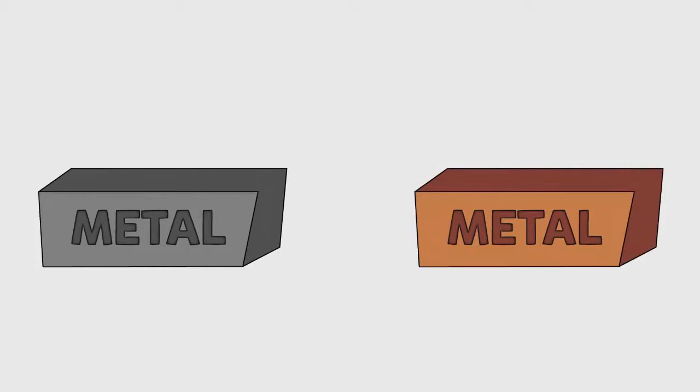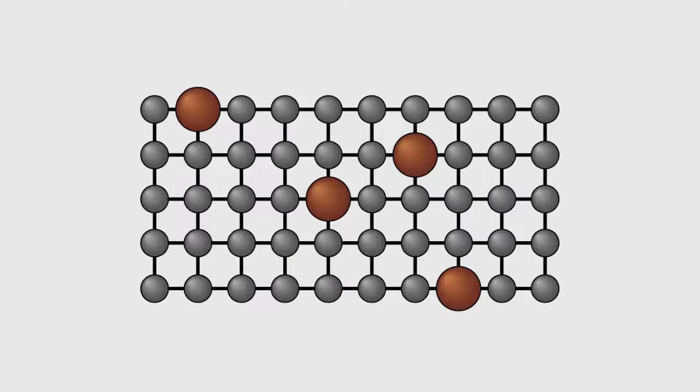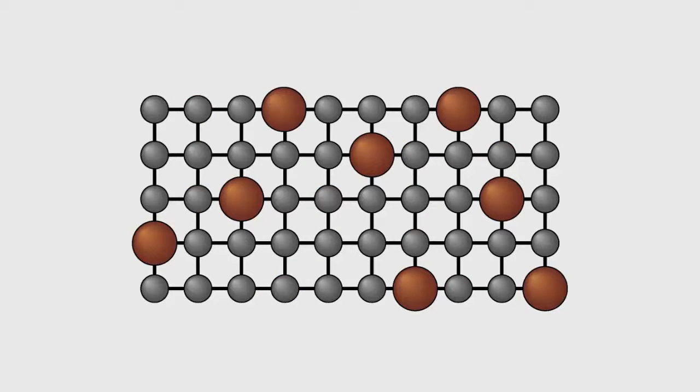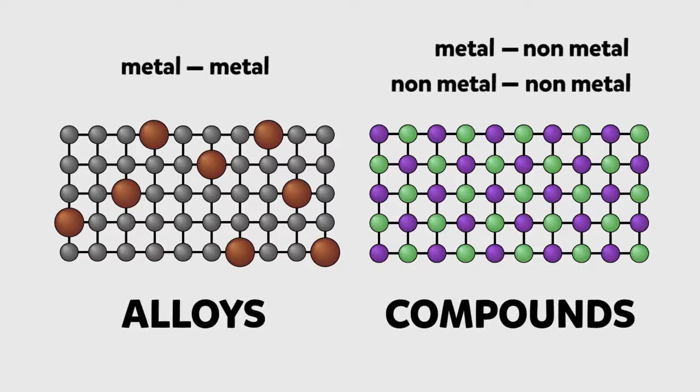It also means that when you try to react metals together, the atoms normally just mix into the lattice, forming metallic bonds with each other, and with no fixed proportions and randomly distributed. These structures are called alloys. Contrast this with compounds between metals and non-metals, or between non-metallic elements, where the proportions of each element is fixed.